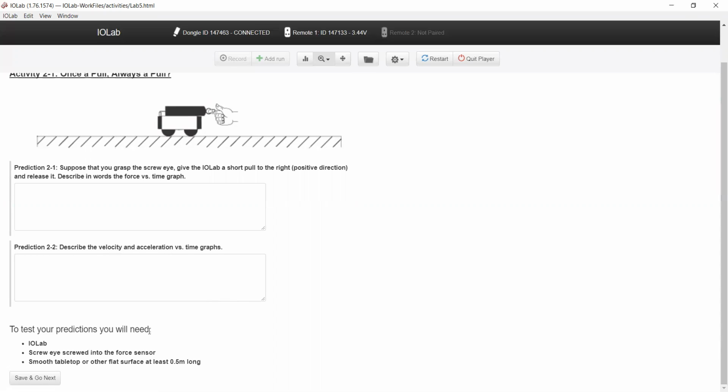So we assume we have some friction in the table top. You can write the prediction, click save and go next, and then we'll see.